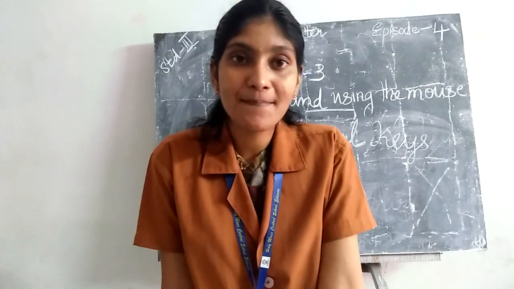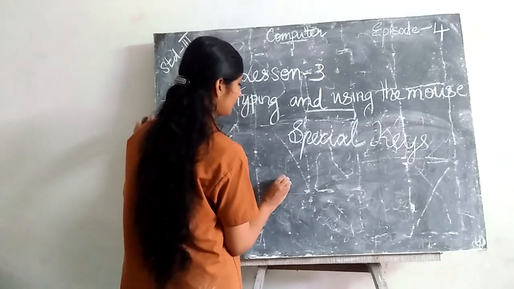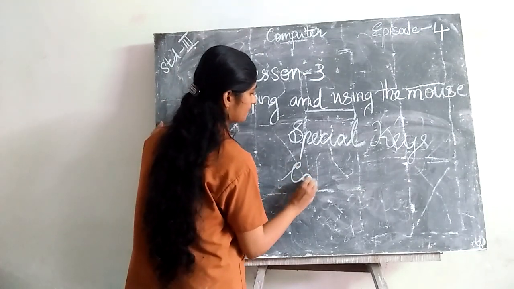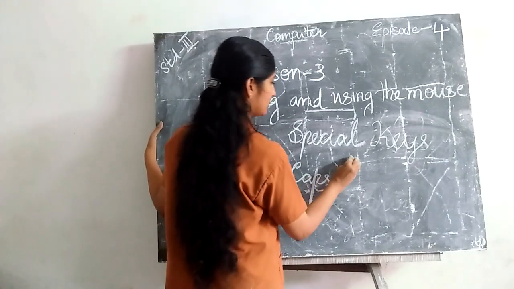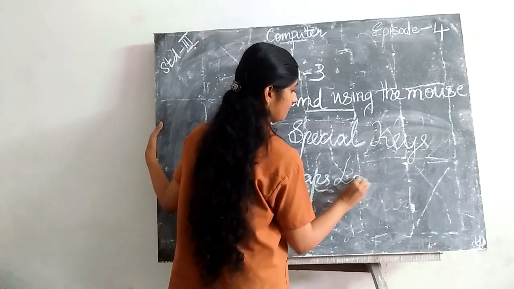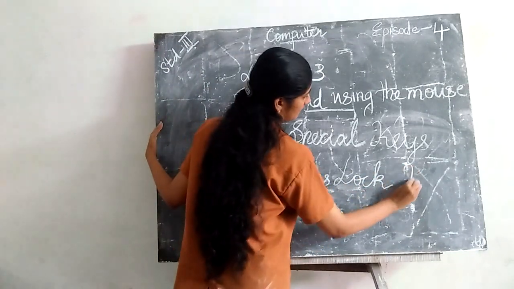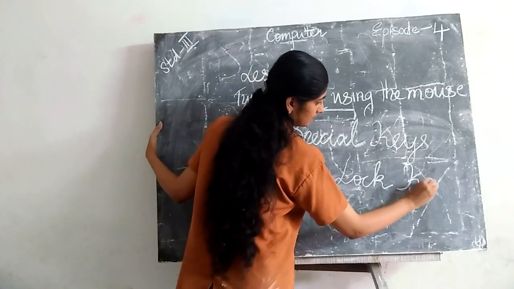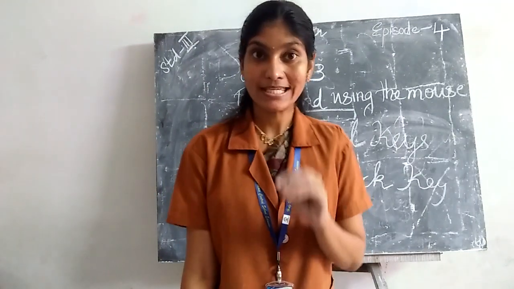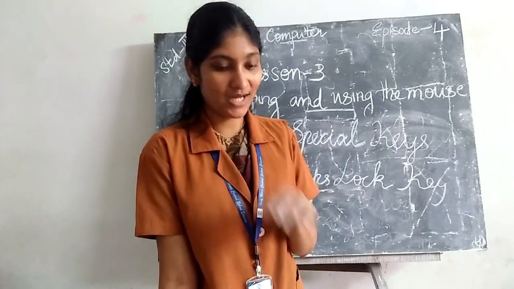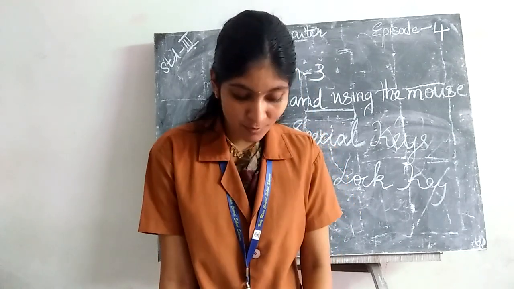First one, caps lock key. So the first key is what? Caps lock key. Caps lock key means capital letter. We know capital letter, right? So look at the picture in your textbook.